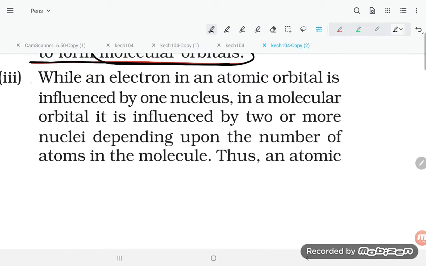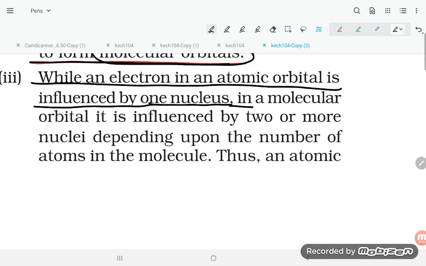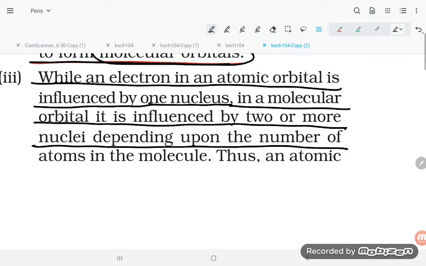Next point: while an electron in the atomic orbital is influenced by one nucleus, in a molecule or molecular orbital, it is influenced by two or more nuclei depending upon the number of atoms in the molecule. So in an atomic orbital, electrons are influenced by one nucleus, while in the molecular orbital it can be two or more nuclei depending upon the number of atoms in the molecule.